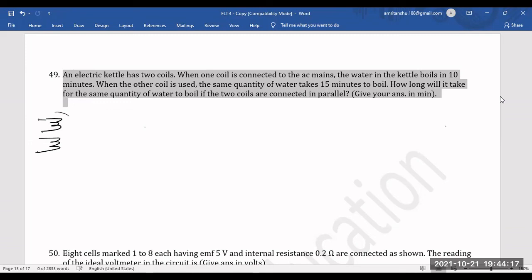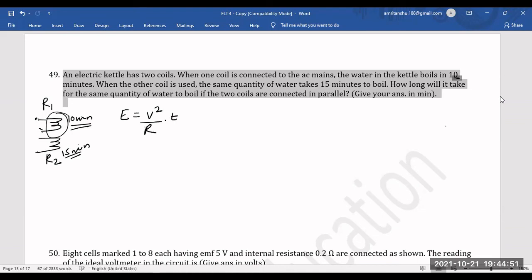So when you use one of it, its resistance let's say is R1 and let's say its resistance is R2. So 10 minutes for this one and 15 minutes for this one. Because it is connected to some potential difference which is going to be same for this and this, the energy produced will be V square by R into T.